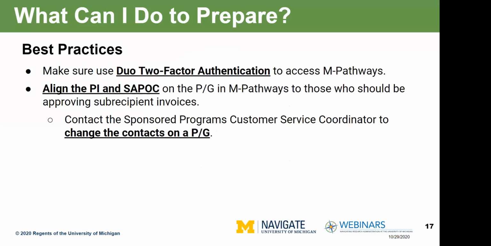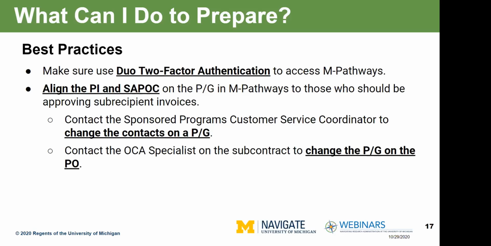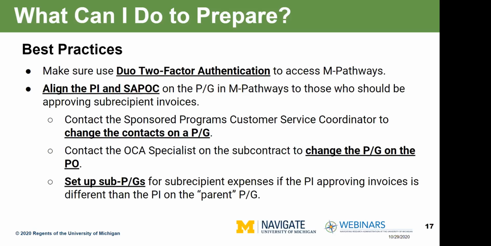If you need assistance with changing the context on a project grant, you may contact your sponsor program's customer service coordinator associated with that project grant. And if you need to change a project grant that's associated with a purchase order, your OCA specialist on that contract can help you with that. One best practice that we would advise, and again, this can be facilitated by OCA once you actually have a sub-project grant set up, is if you have multiple subrecipients that you're working with and you want to set up sub-project grants for them, OCA can help align the project grant to that PO.